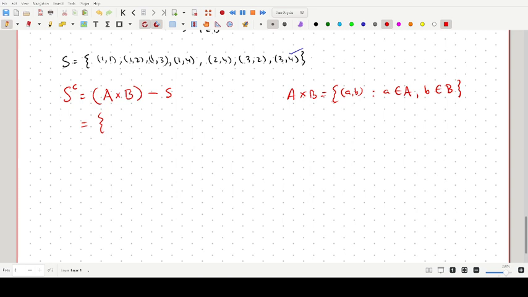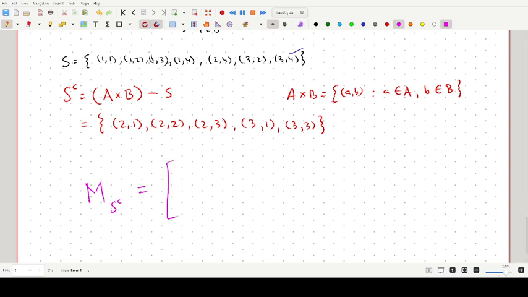Okay, let's try 2 comma 1, right? 2 comma 1 should be there, 2 comma 2 should be there, 2 comma 3 should be there, 2 comma 4 should not be there because 2 comma 4 is there in S. And then we have got 3 comma 1 and 3 comma 3, correct? Because all the rest of the elements are in our set S. And hence, now it's easy for us to write down the matrix representation of the complement of relation S, right?